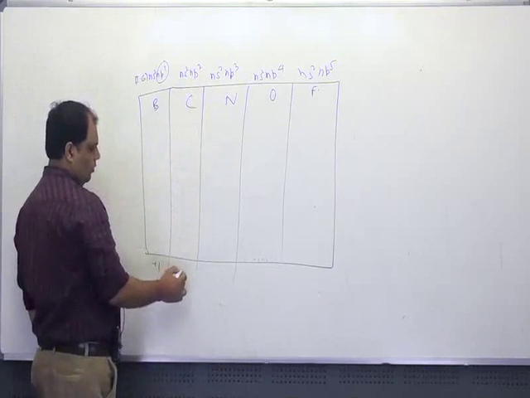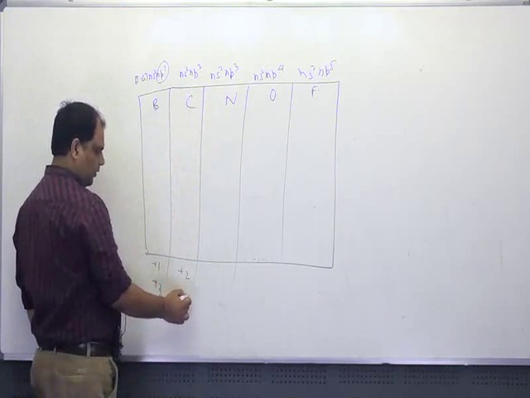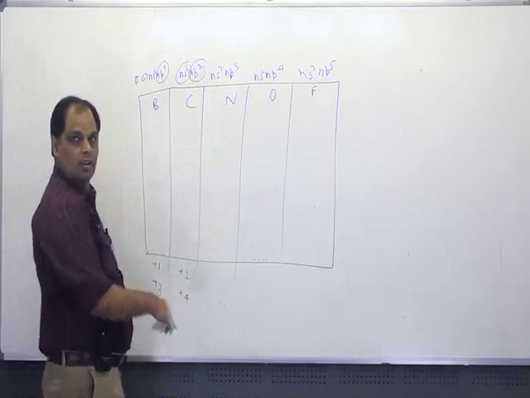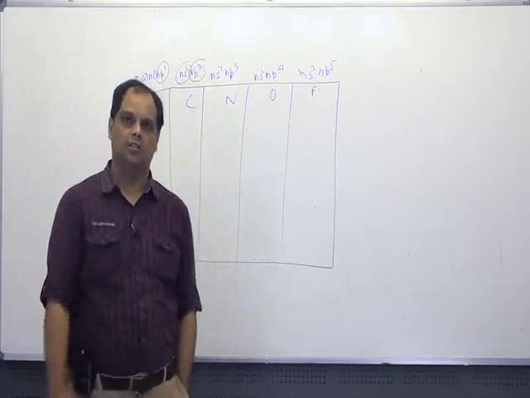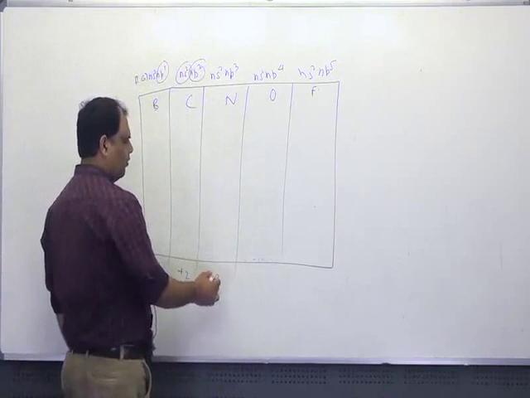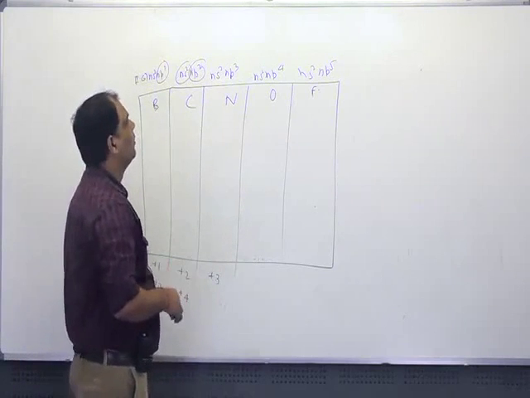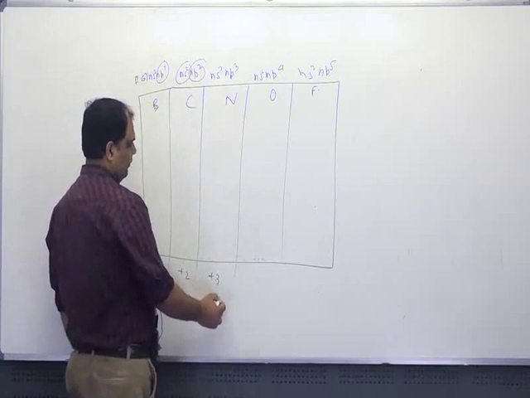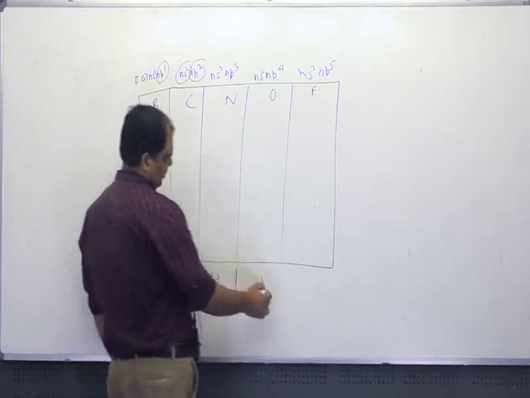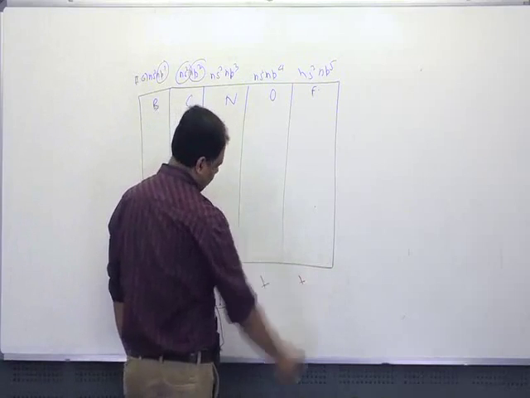Now carbon family members will show +2 and +4. Loss from p and loss from s, not in steps, direct. Okay, and I will explain later on why this is direct. Nitrogen family shows +3 and +5, and the rest do not form any cationic electrovalency.